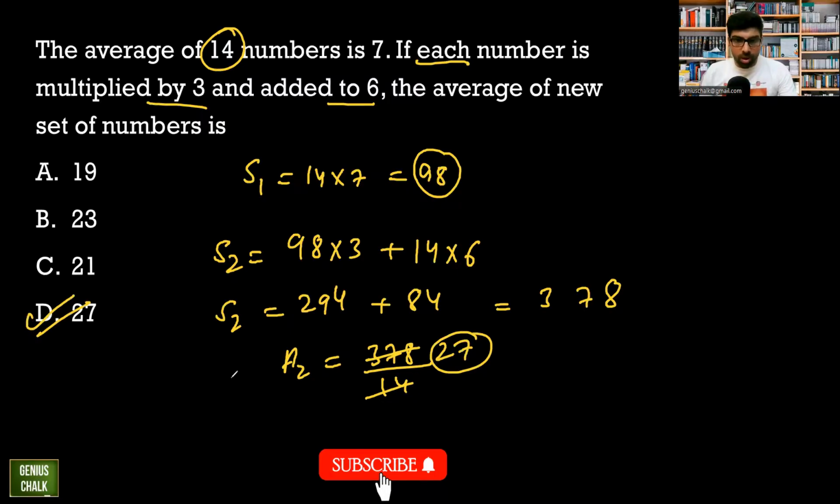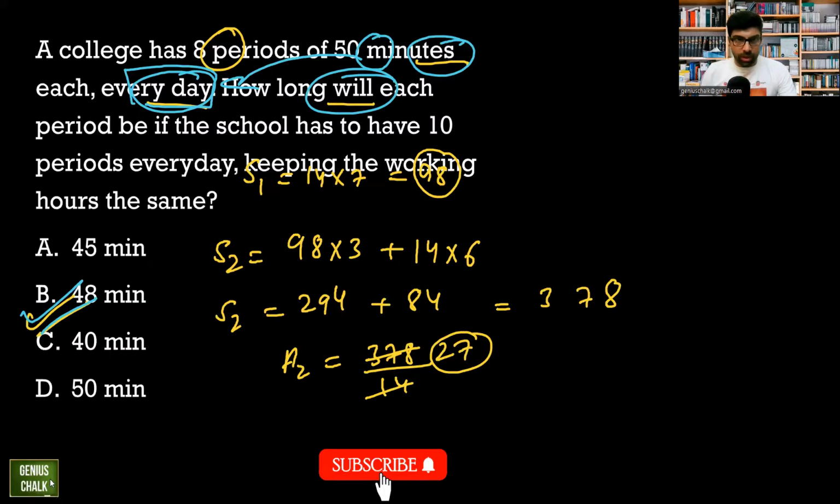So the first approach is more useful in the exam. So follow the first approach, just multiply this 7 by 3. Whatever change you're observing in each number, the same change you observe in the average as well. So 7 into 3, 21, 21 plus 6, that is 27. So this is the faster approach in this question.